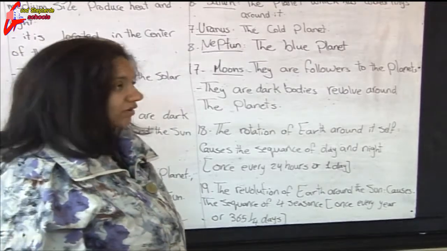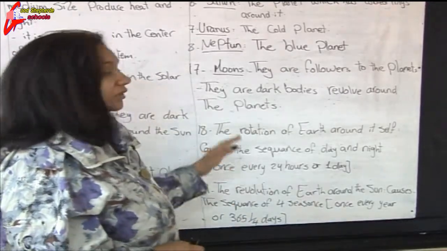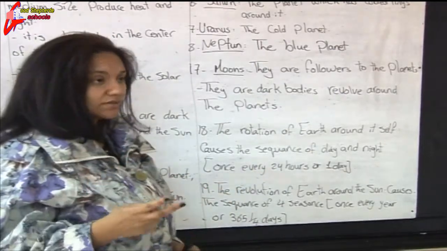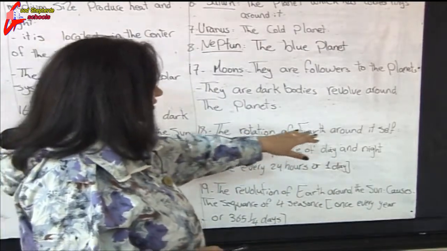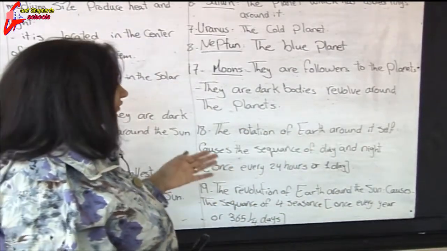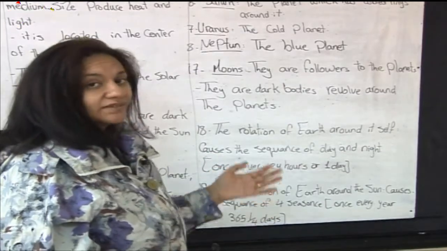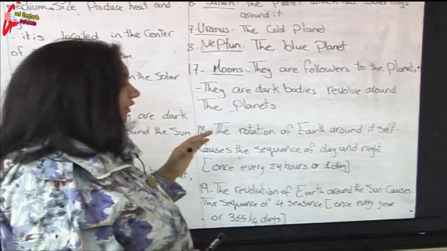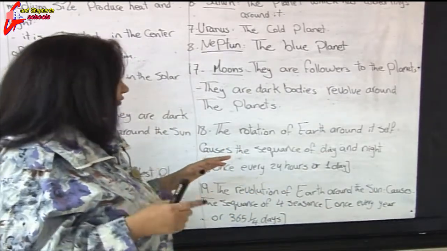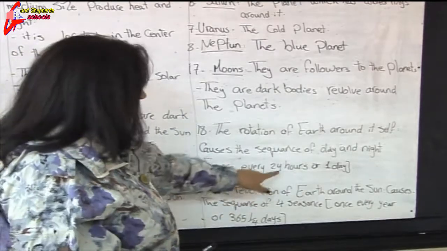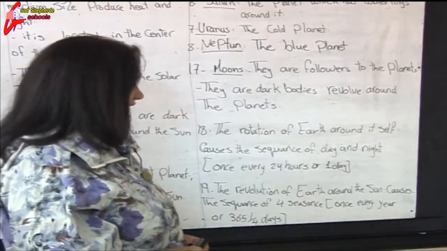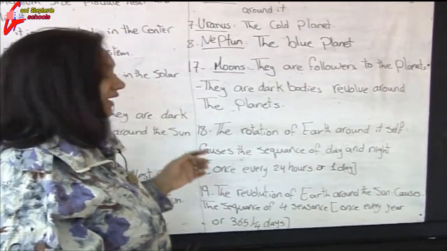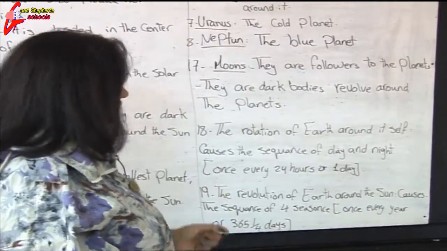The last lesson of the course is about the rotation of Earth around itself and around the sun. The Earth makes 2 rotations. The first one is the rotation of Earth around itself. The rotation of Earth around itself causes the sequence of day and night. The Earth completes one rotation around itself once every 24 hours, or 1 day.